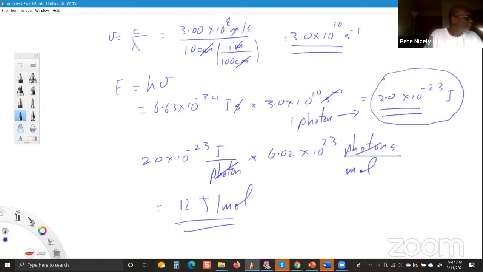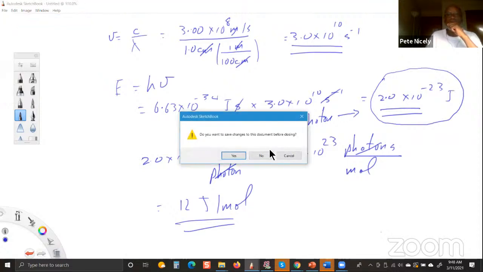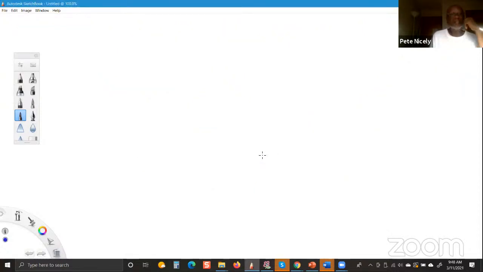Okay. So number 4, it says the primary visible emissions from mercury occur at 404.7 and 435.8 nanometers. So the question is asking for you to calculate the frequencies of these emissions. So let me clear this again, and let me write down the formula that you're going to need, which is the frequency equal to c over lambda, right? So you'll be doing 2 calculations of the frequency, one for the wavelength at 404.7 nanometers.